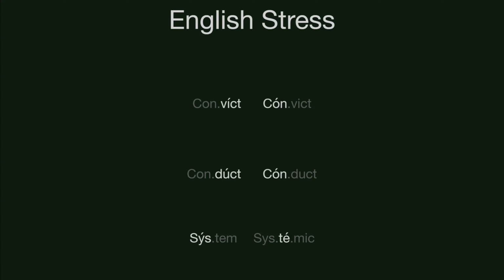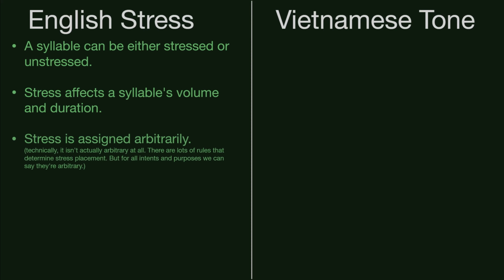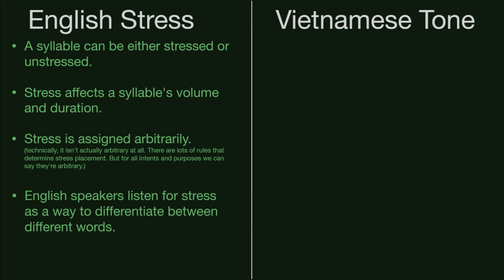Word pairs like this with variable stress are kind of cool, but they don't really reflect any deeper truths about English grammar. You can't just take any random word, change the stress around, and expect a valid word to come out. Rather, it's just that these handful of words happen to develop this way. So let's talk about English stress a little more explicitly. Firstly, a syllable can be in one of 2 states, stressed or unstressed. Secondly, stress affects a syllable's volume and duration. Thirdly, stress is assigned arbitrarily. And finally, we as English speakers listen for stress in order to help differentiate between different words.